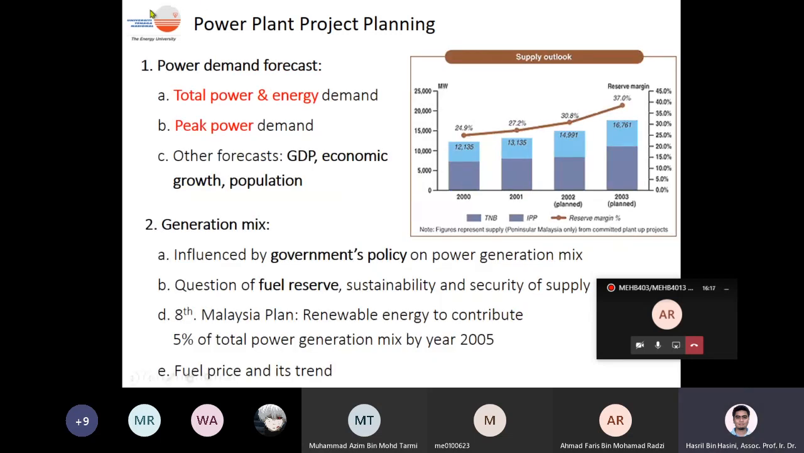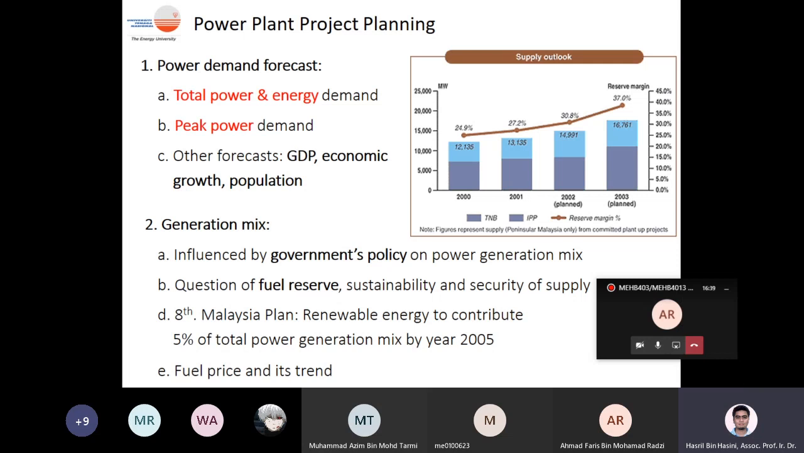Okay, let's have a look at these factors one by one. The first one is the power demand forecast. Before you can build your power plant, you need to look at your demand forecast, the demand of electricity. If there is no demand, there is no point for us to build a new power plant. So demand refers to the total power and energy demand.